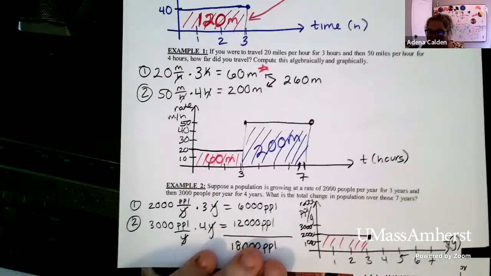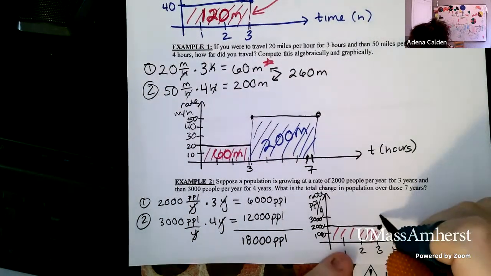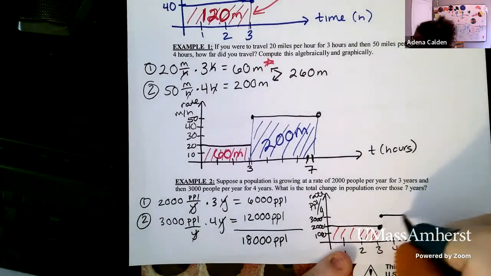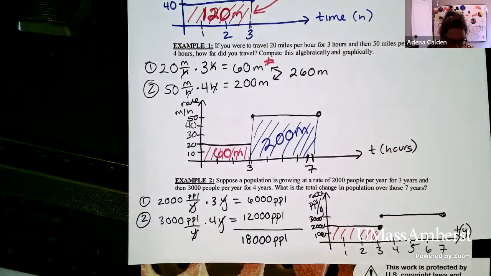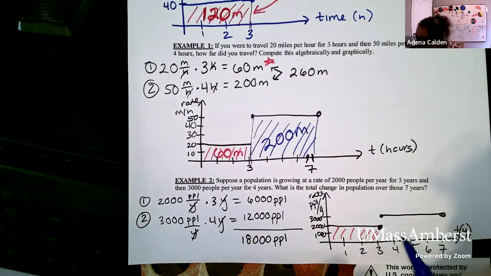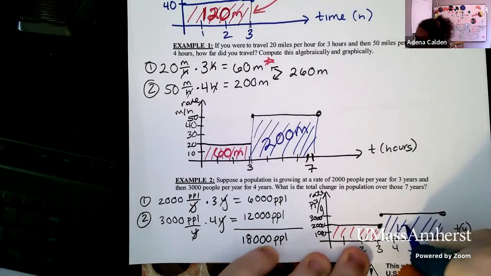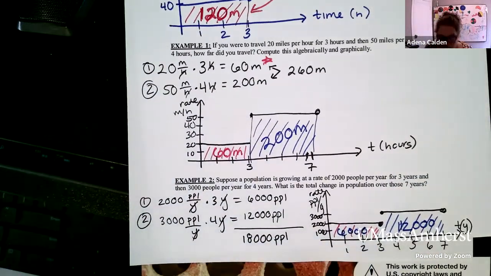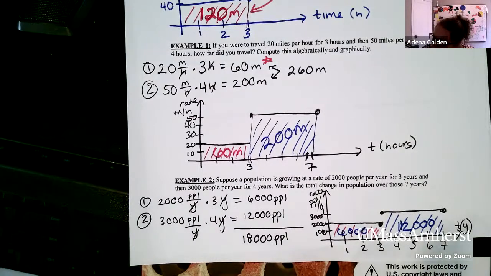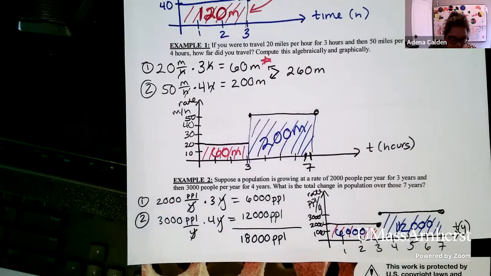It looks like this. And then we bump up to 3,000 people per year for 4 years. So our second rectangle, we're going to put right next to it since that happens second. Looks like this. This was 12,000 people, and this was 6,000 people. So again, this is how we graphically represent what's happening with this algebra.